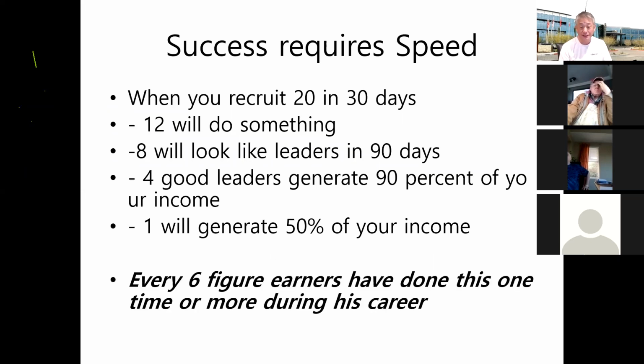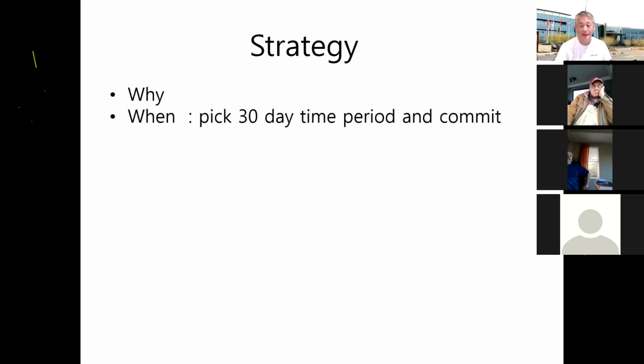And every 6-figure earner has done this one time or more during his career. So in other words, if you don't do this, it'll be very hard for you to achieve 6-figure income, which is all we want. So the strategy is you put down your why. You've got to really put down why. Why am I doing this? And then this is critical.